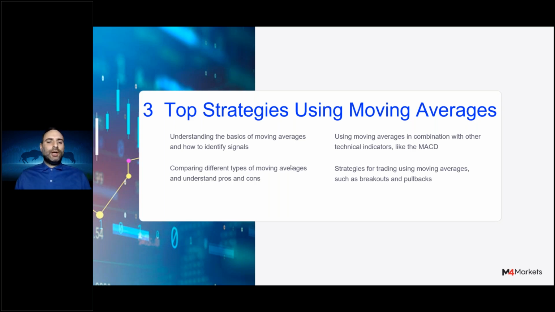So we're going to do a little bit about the basics. We're going to compare the different types of moving averages and understand the benefits and disadvantages of using them. And we're going to use them in combination with other technical indicators: MACD, the RSI, and also the Bollinger Bands, which are made of a moving average. Then we're going to go into the strategies themselves, one by one, individually, and bring them all together to make the super strategy of the moving averages.